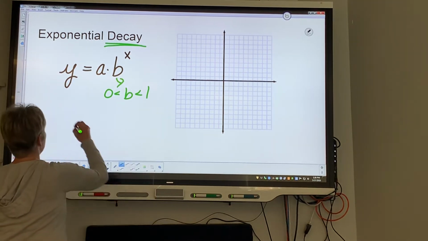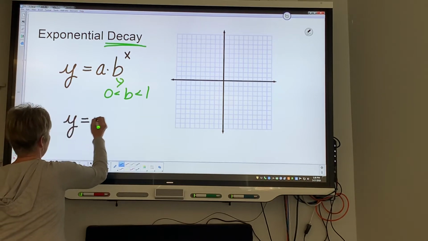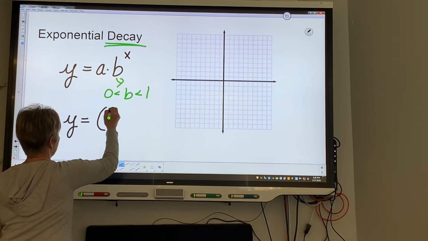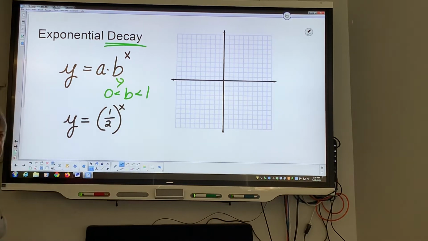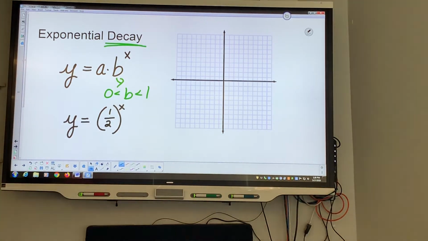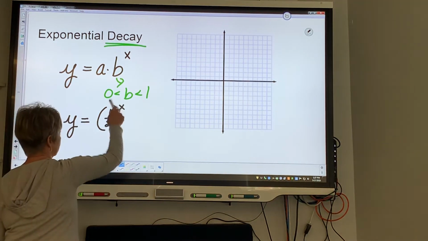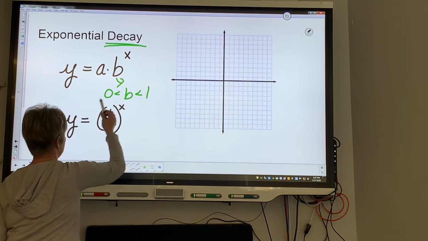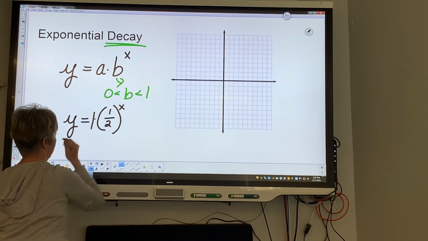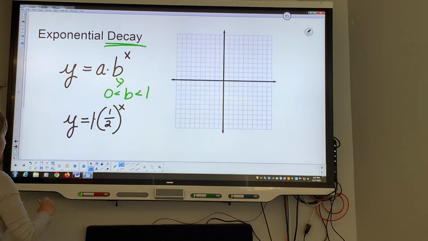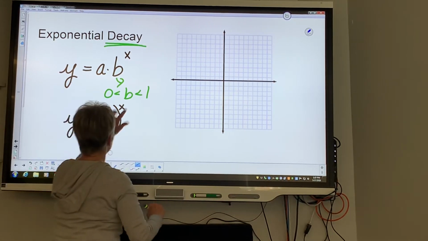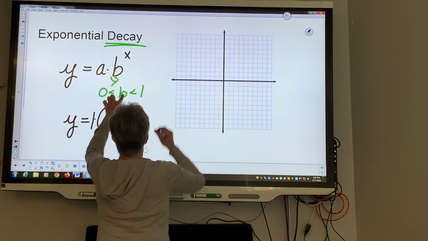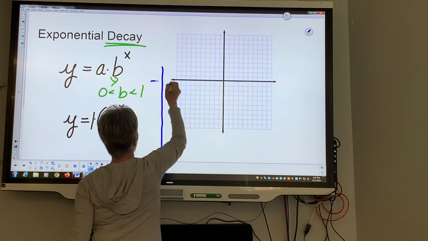So here's an example of a simple exponential decay problem. I'll use an easy one. So I'm going to use y equals 1/2 to the x power. So b is the 1/2, it's between 0 and 1. In this problem, a is just 1. I'm making a simple one. So let's make an xy table for this one. I'm going to make it right here.